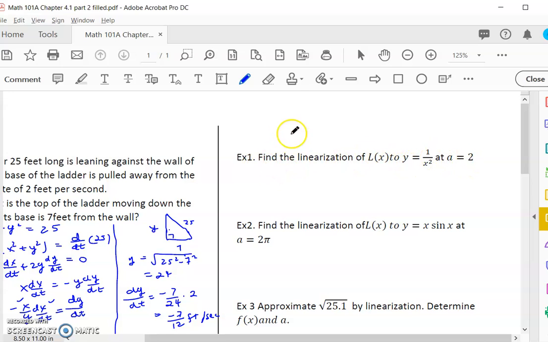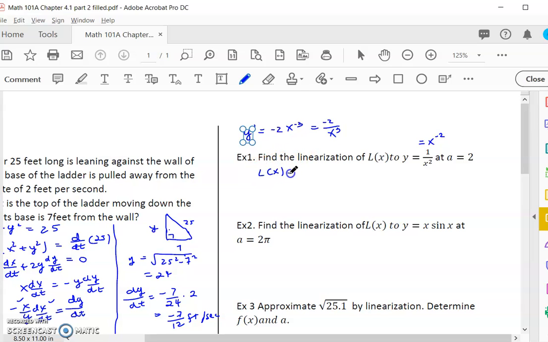So to do tangent line, first of all, you would do y prime, right? The slope of the tangent line. Y prime would equal, this would be equal to x to the negative 2. So it will be negative 2 x to the negative 3, right? So that means negative 2 over x cubed.